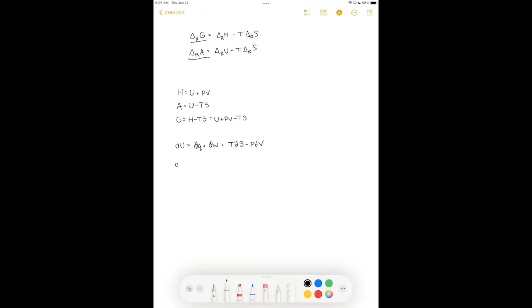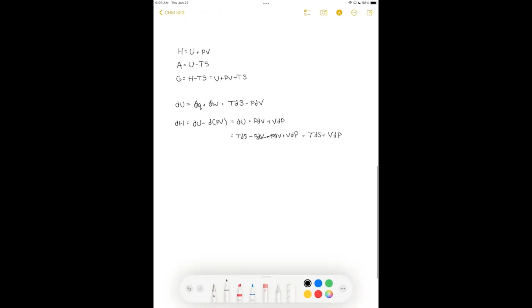So if we have dH, that is going to be equal to dU plus d(PV). Using the product rule, we can get that dH is equal to dU plus P dV plus V dP. And then we know that dU is equal to T dS minus P dV, and then we have plus P dV plus V dP. We can cancel these out and say that dH is equal to T dS plus V dP. And here we have a nice compact expression for what dH is.